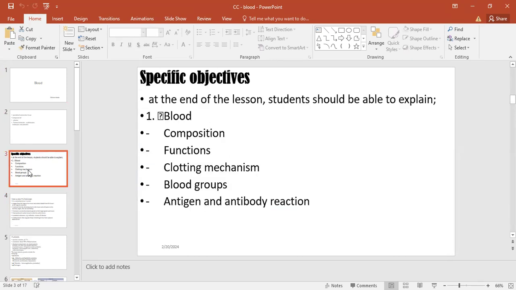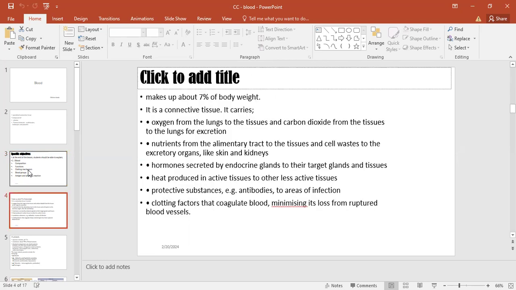So at the end of the session, you should be able to explain what blood is exactly, what blood is composed of, and what the functions of blood are. You should be able to talk about the clotting mechanism, the blood groups, and the antigen-antibody reactions. So we are saying that blood makes up 7% of the body weight. It carries oxygen, nutrients, hormones, heat, antibodies, and clotting factors.